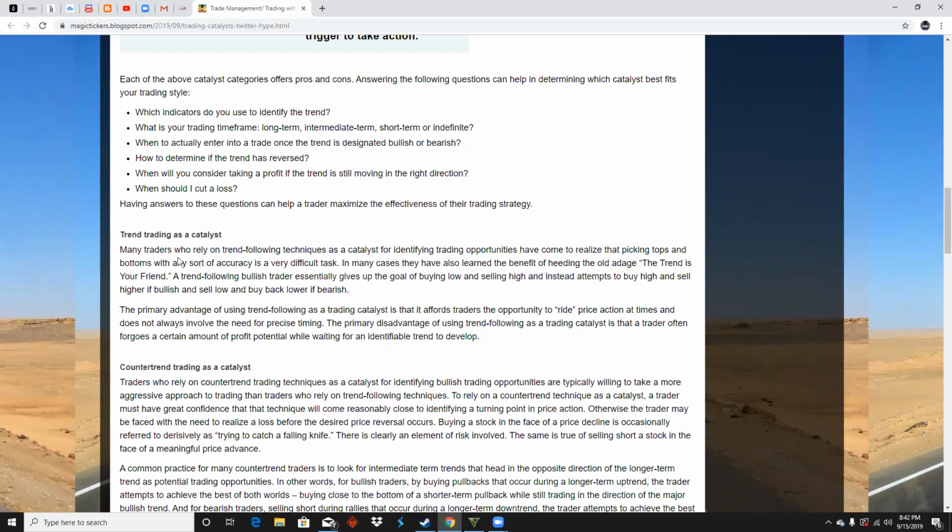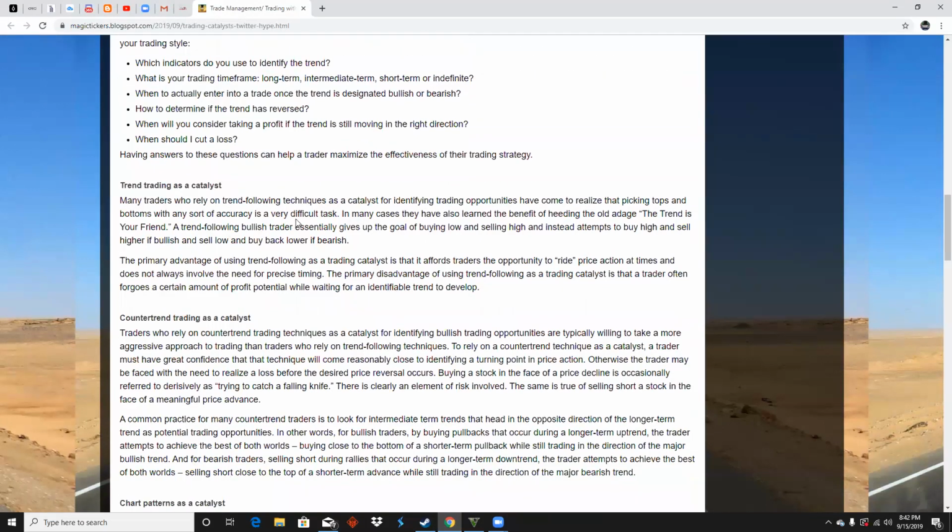Trend trading as a catalyst. Many traders who rely on trend following techniques as a catalyst for identifying trading opportunities have come to realize that picking tops and bottoms with any sort of accuracy is a very difficult task. In many cases, they have also learned the benefit of heeding the old adage: the trend is your friend.